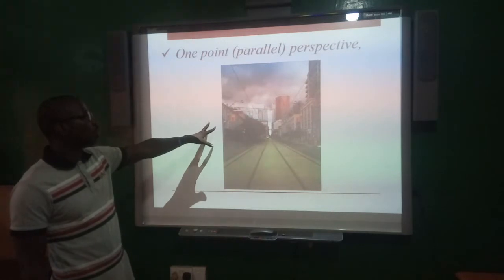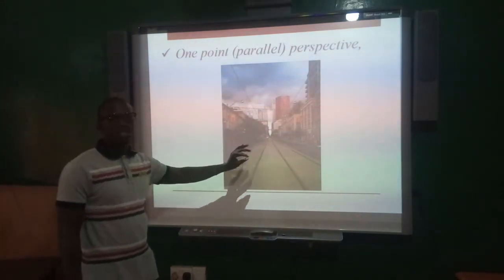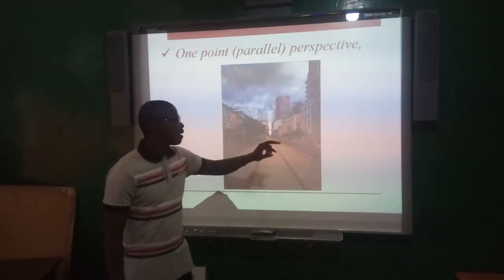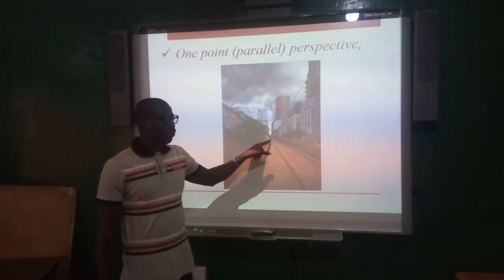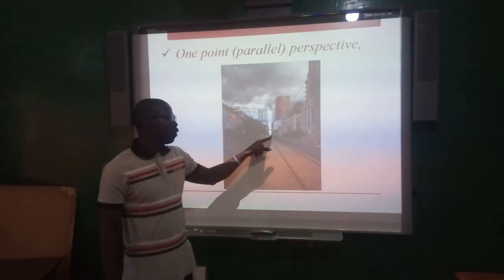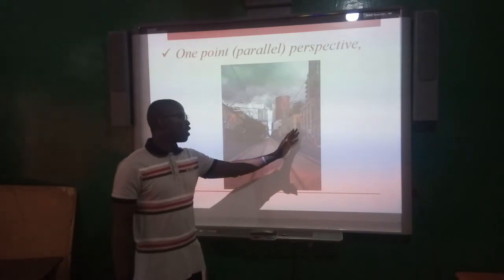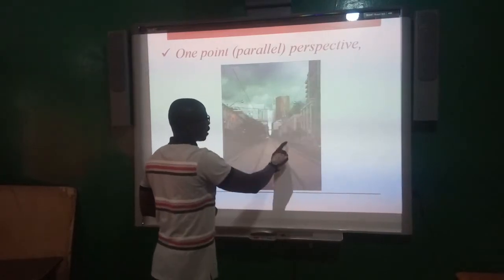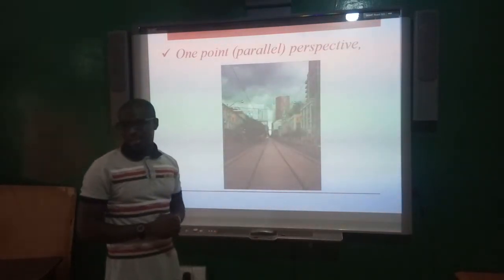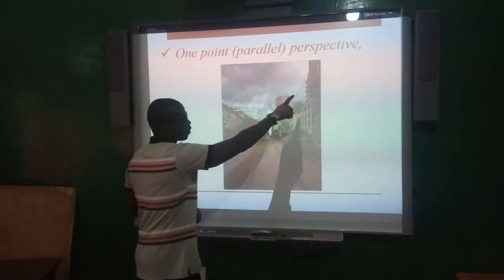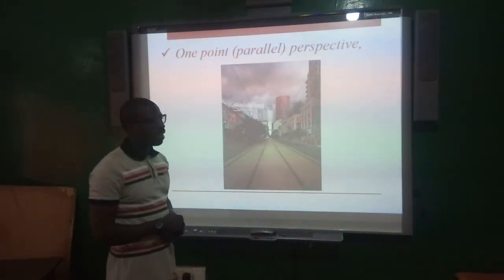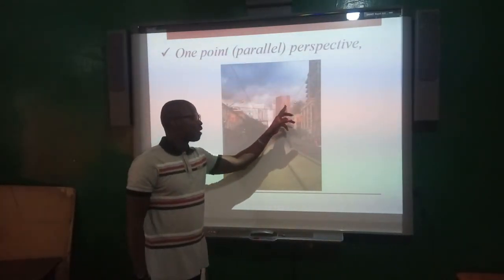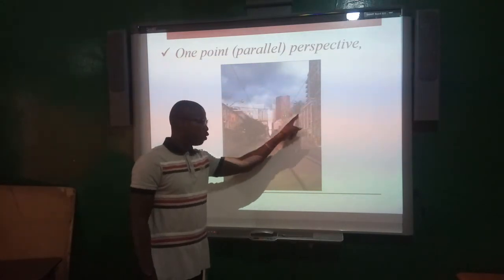This is a typical example of a one point perspective scenery or view. So if you look at it clearly, you see that all the horizontal lines here are converging at just one vanishing point. Okay, and the size of the buildings reduces in size as it moves to the vanishing point. So look at this building here and look at this building here. It's of the same size, but because of one point perspective, the size of this has reduced because it is moving towards the vanishing point.